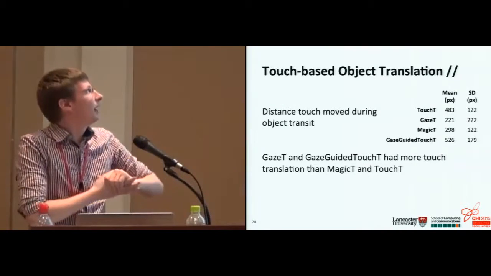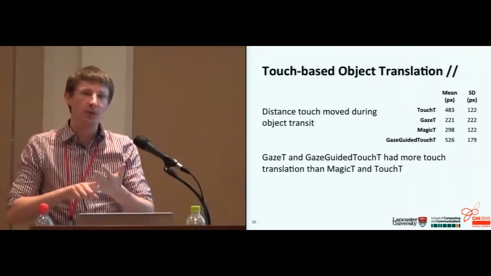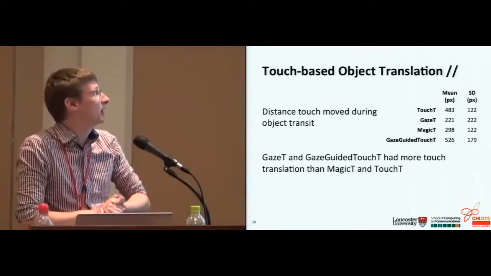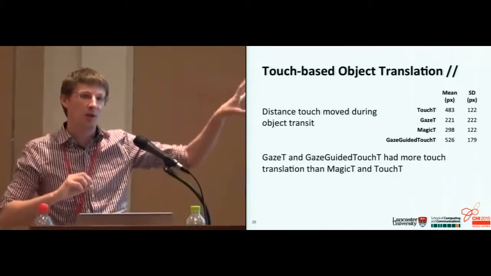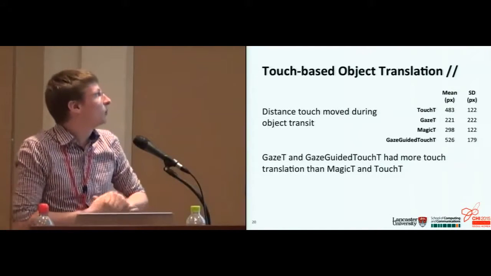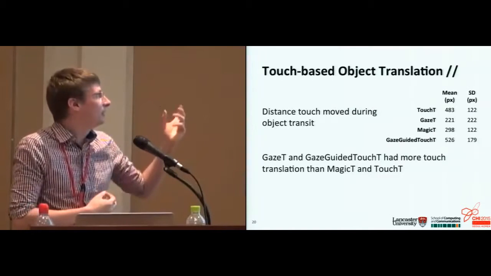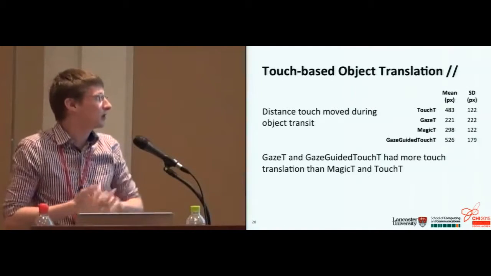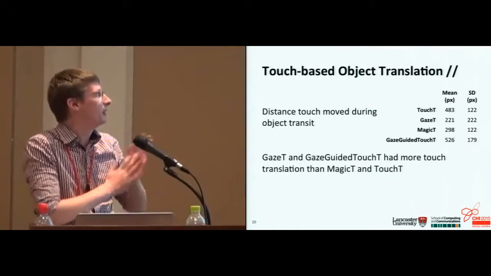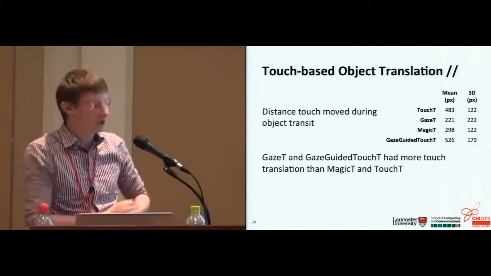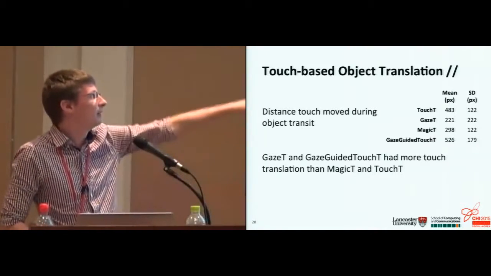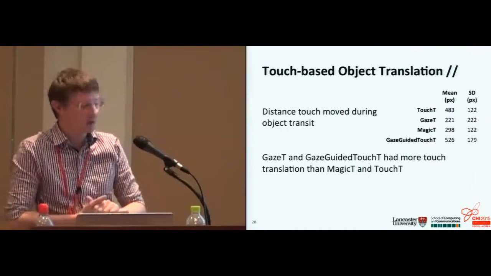We then looked at how much touch translation was being performed on the mobile device, or on the touch device. This gave us an indication of where that workload was happening. Was it happening on the eyes, or was it happening on the touch display? What we saw in this case was that the gaze translation and gaze-guided touch translation had more touch input than the magic translation and the touch translation. You can see that these are the large numbers up here. Touch translation had 483 pixels, and then gaze-guided translation had a mean of 526.